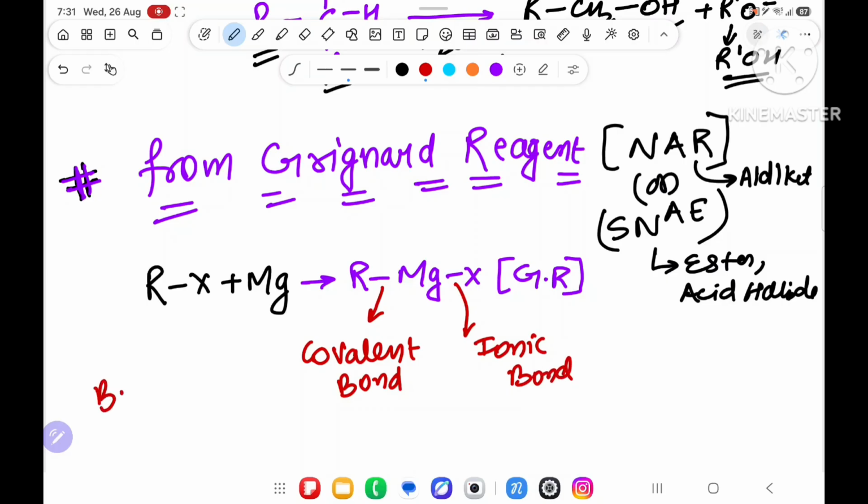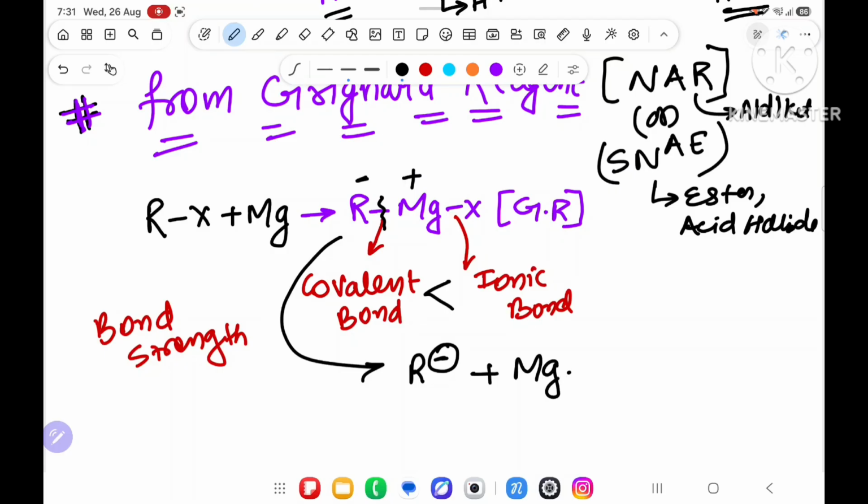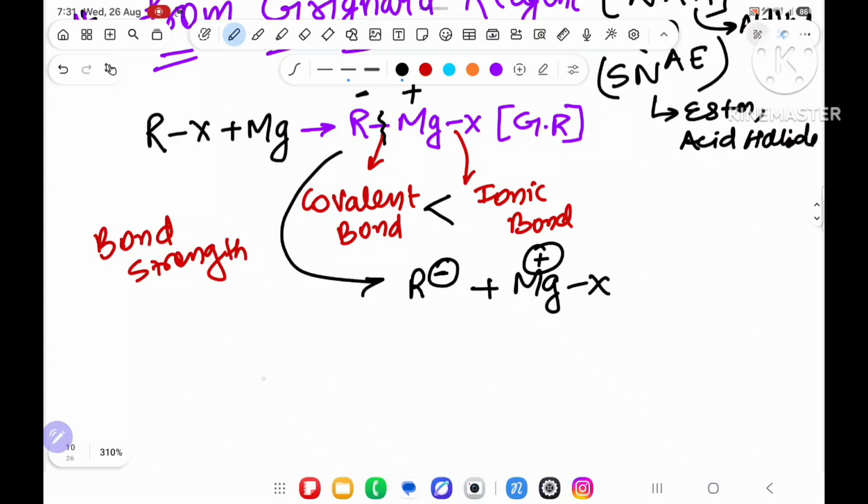If anybody is asking about bond strength, we know that the bond strength of an ionic bond is more than a covalent bond. So whenever it breaks, it will break as R minus plus MgX. Means again R minus coming, and R minus coming means nucleophile coming.